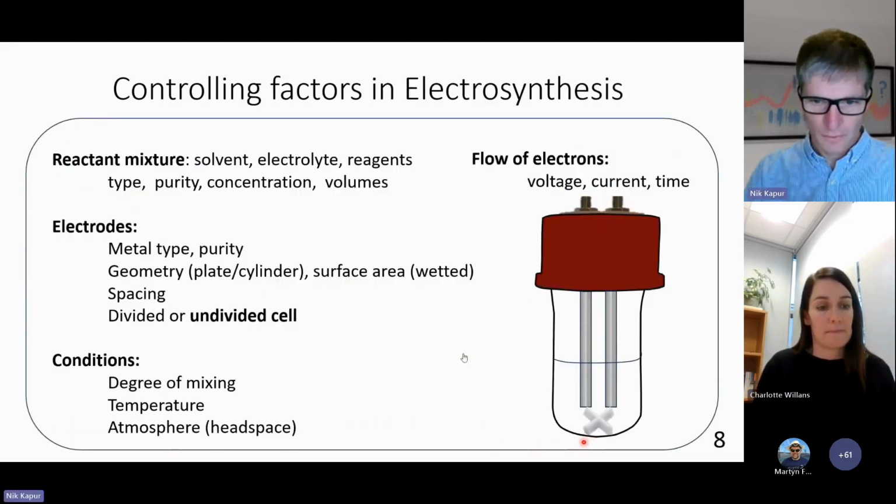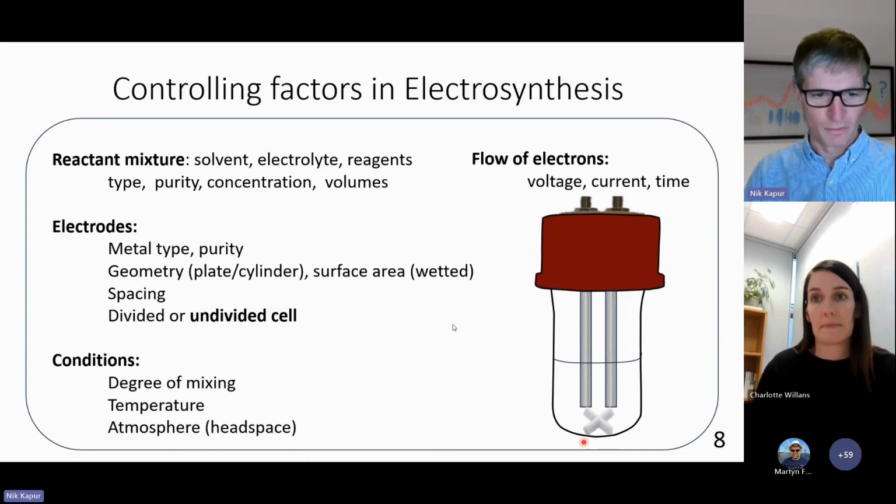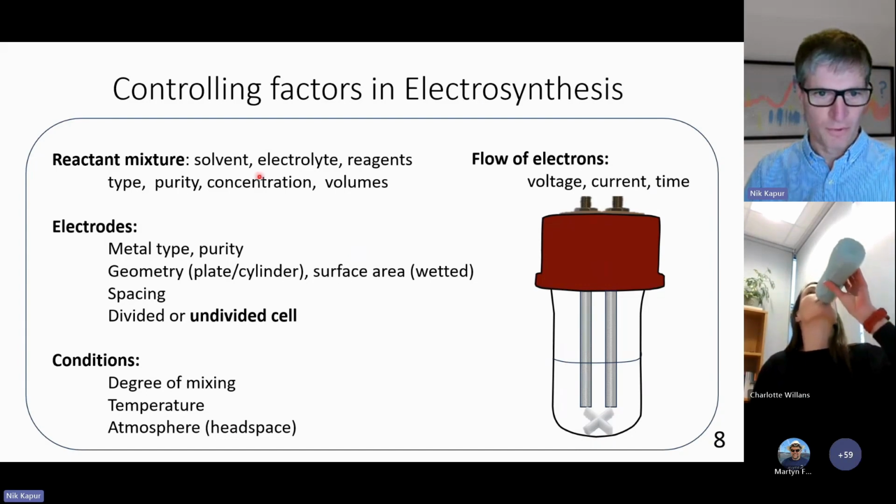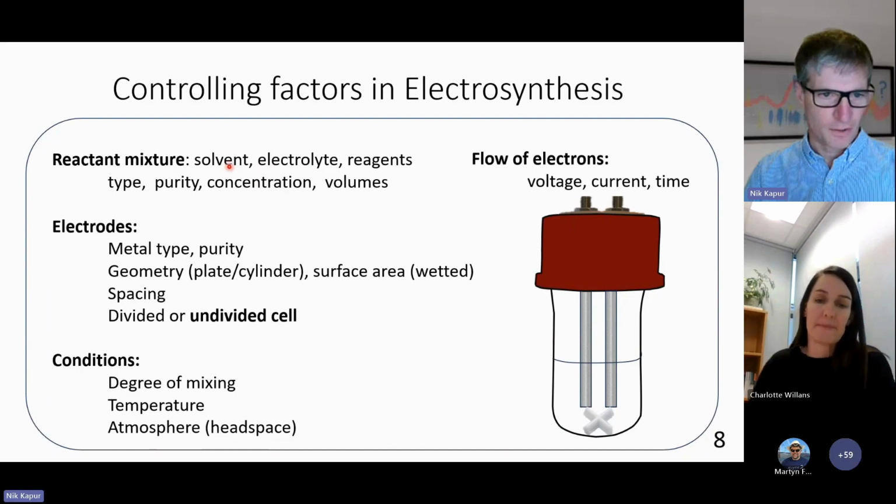Thanks, Charlotte. So what we did after we started working in this area was sit down and look at all of the controlling factors around an electrosynthesis. Of course, some of these are around the chemistry, so things like the purity of your reagent, your solvent, the electrolyte that you might add in there. But quite a few of these are actually a result of the reactor itself.